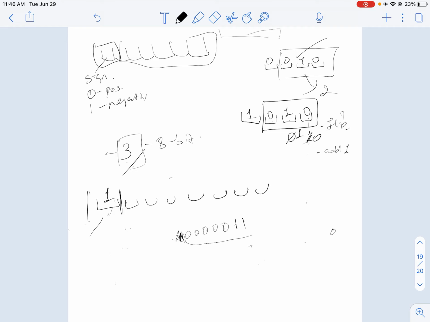What do I do? I flip everything, 0 0, and then I add 1. The first available 0 is 0, so I just change it to 1, right? And then I take this number and put it here.